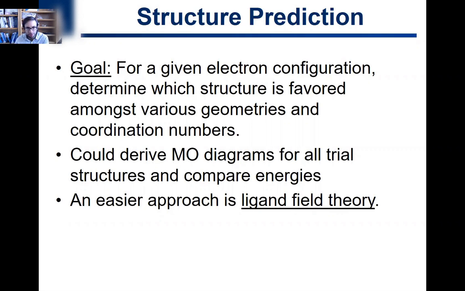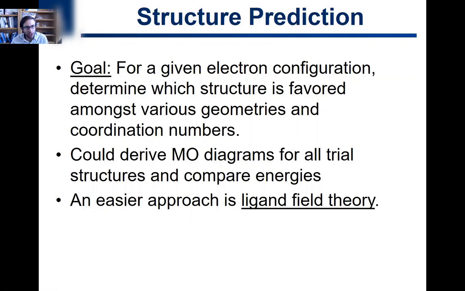For a given electron configuration, we want to determine which electron structure is favored amongst various geometries and various coordination numbers. So you've got a metal and you've got a bunch of carbon monoxide around. How many carbon monoxides are going to bind and in what geometry? That would be a valid type of question.